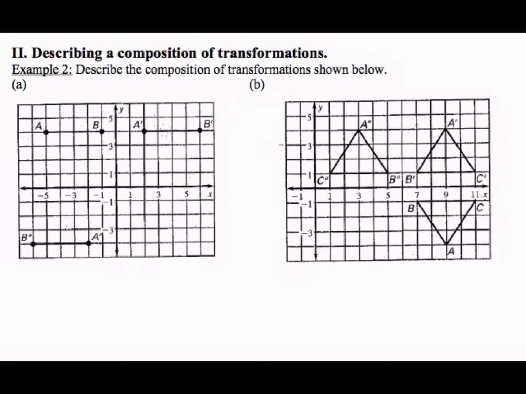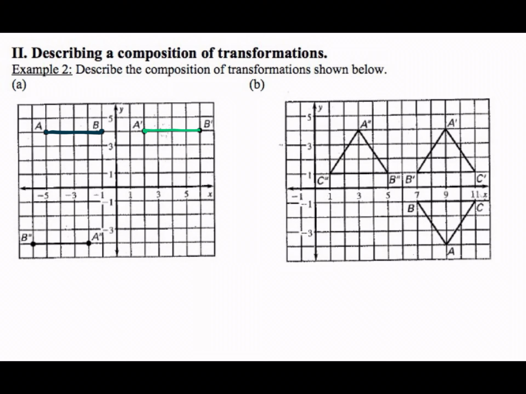We want to describe the composition of transformations shown below in the two images. So let's start with part A. My image in part A is this line here labeled AB. So the first transformation went to A prime, B prime. Notice that the pre-image was shifted over to the right.